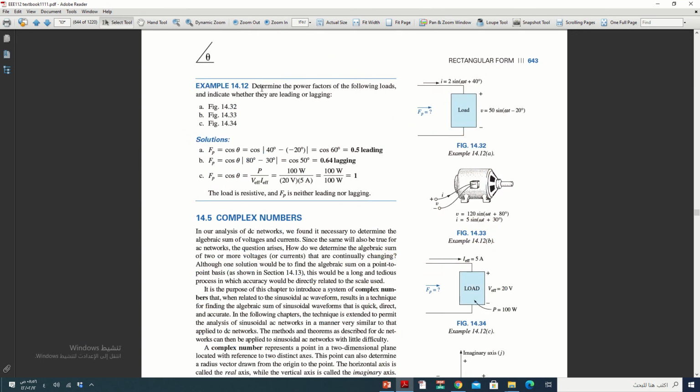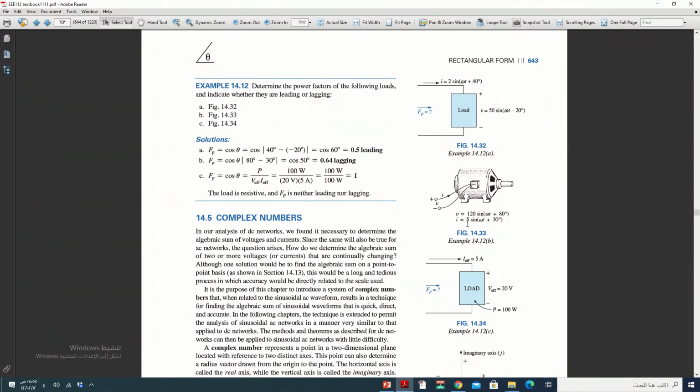In this example, determine the power factor of the following loads and indicate whether they are leading or lagging. In 14.32, we have an angle for the current of 40 and an angle for the voltage of 20. How to find the difference between them? 40 minus 20 becomes 60, cosine 60 is 0.5. How to decide lead or lag? You will see whether the current leads or lags the voltage. The current starts from minus 40, the voltage starts from 20. This means the current leads the voltage. We will write leading.